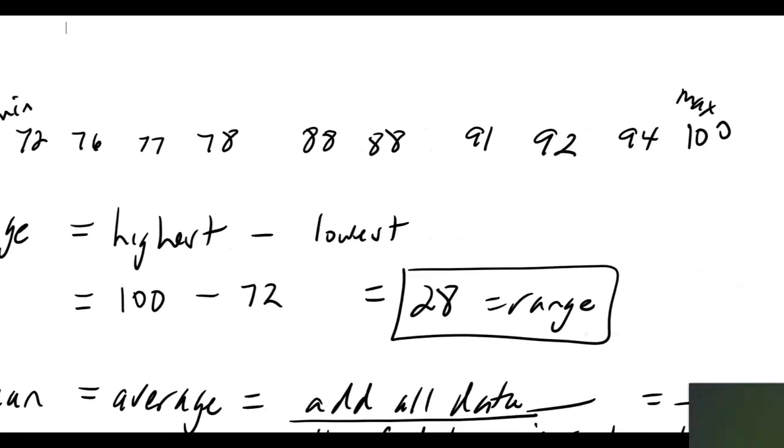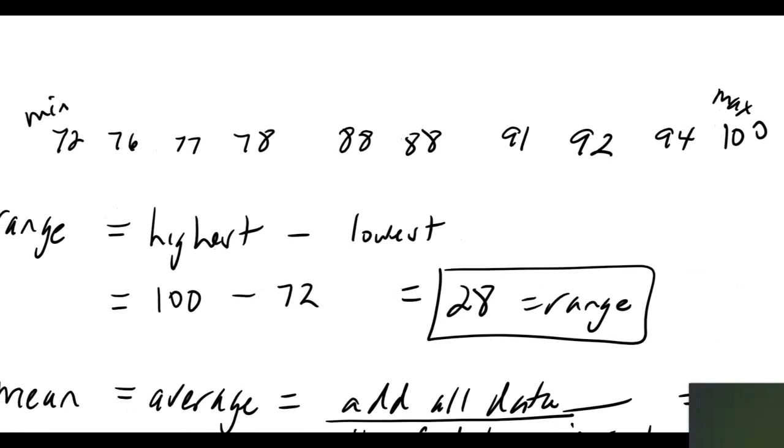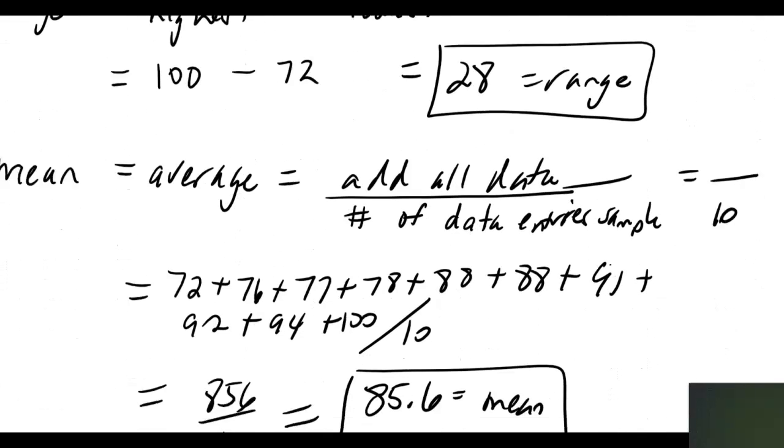So here we have a list of data where we're looking at test scores, and I've arranged the data from smallest to largest. If we want to find the range, we subtract the highest and the lowest data values. So in this case, we would subtract 72 from 100, and that would give us the range of 28.